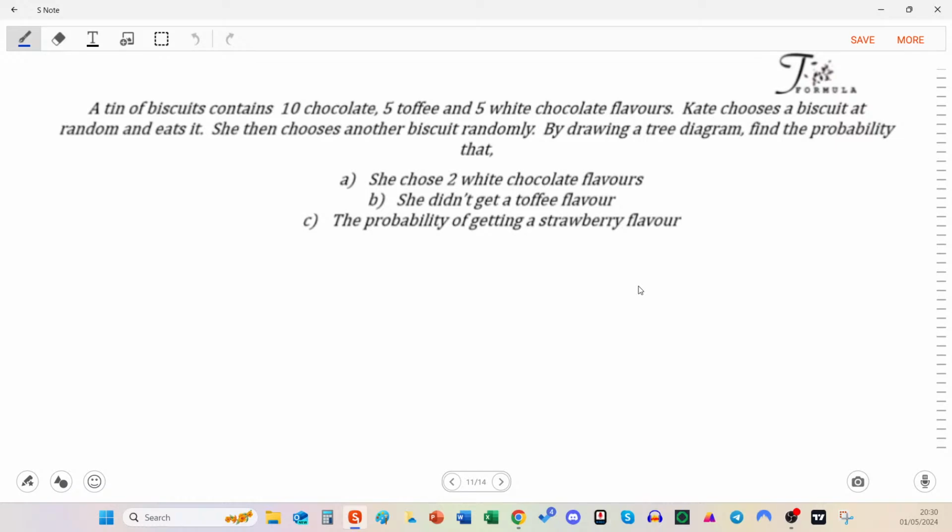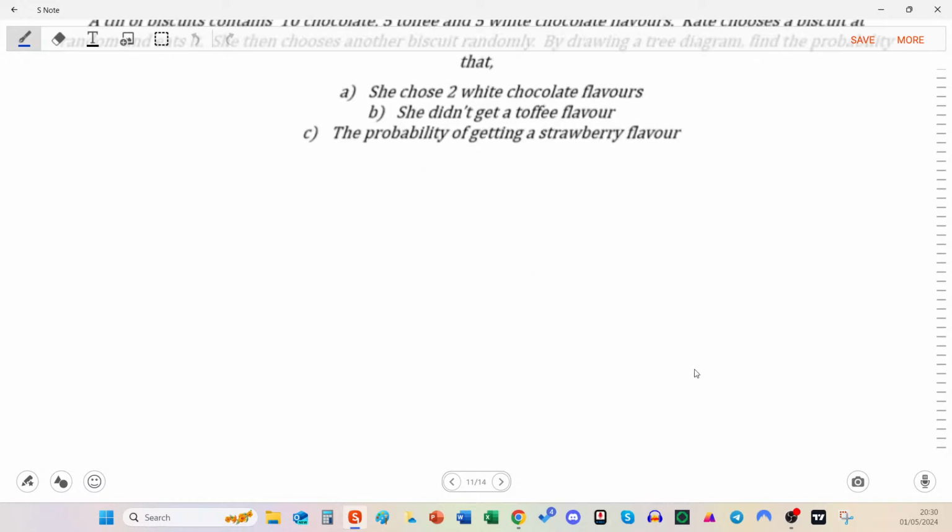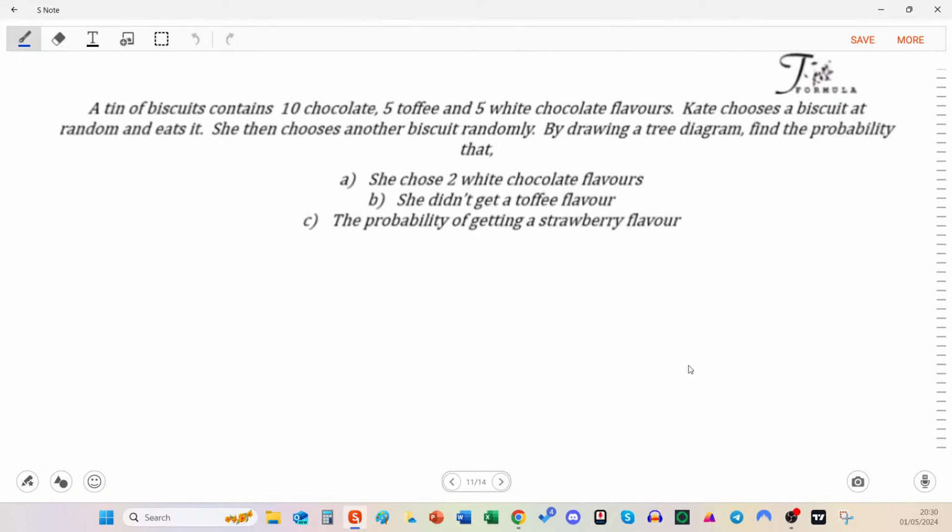So a tin of biscuits contains this. What was I saying? That Kate chooses a biscuit at random. She suddenly turned this question into a dependent event. It means that she's changed the biscuit tin forever. She's taken away one of the biscuits and the balance will never be the same. It sounds like Star Wars in a biscuit tin. So a biscuit tin has these sort of things.